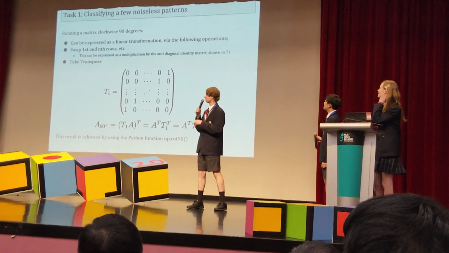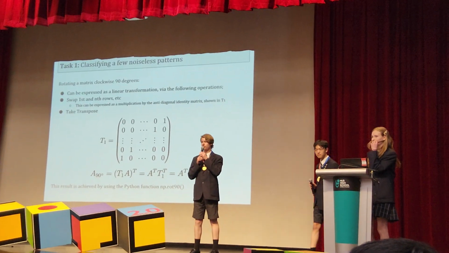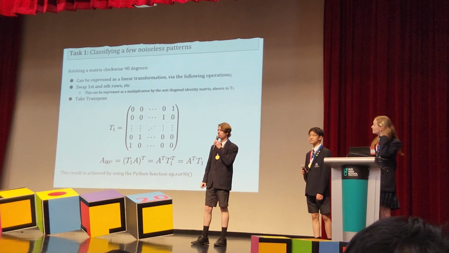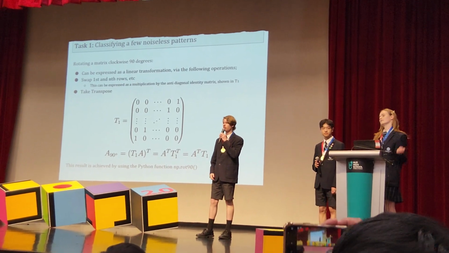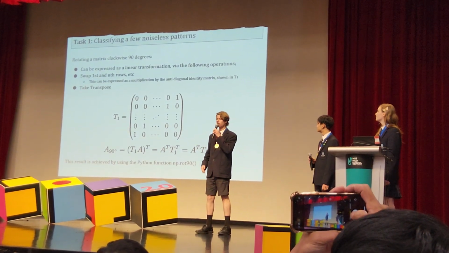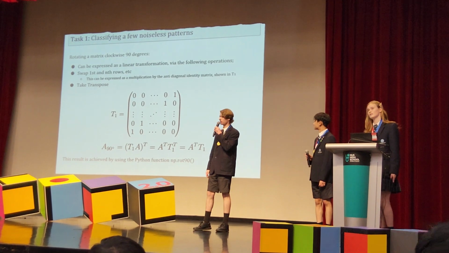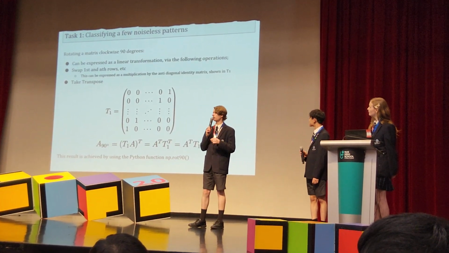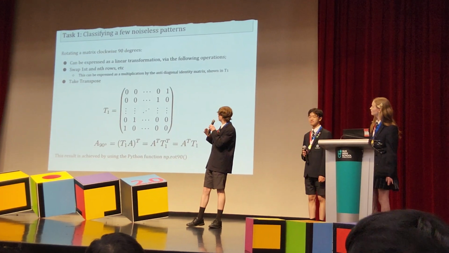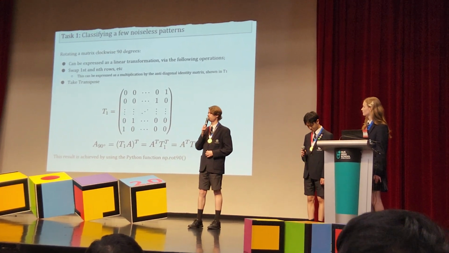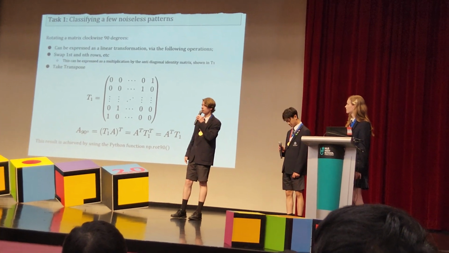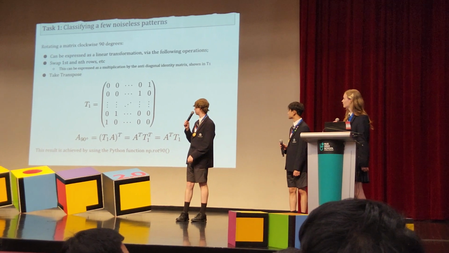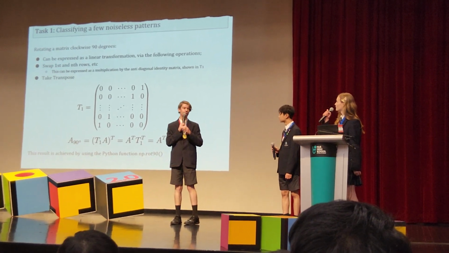Okay, so just a quick comment on rotating matrices. They can be expressed as a linear transformation, and this is usually represented by a rotation matrix. However, we've generalized this for any size. So it can be performed by multiplying by the anti-diagonal identity matrix as we've shown, and then taking the transpose of the resulting matrix, which can be expressed as the linear transformation shown at the bottom. And in practice, we just use np.rot90 throughout our computation.